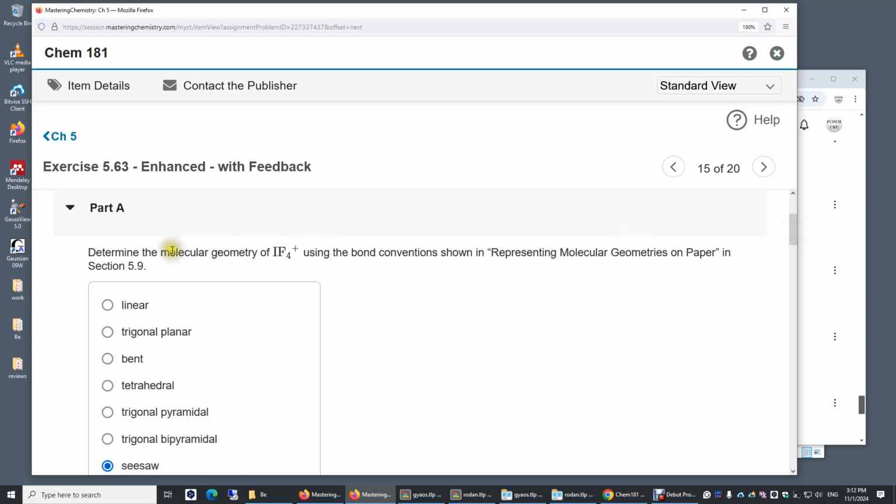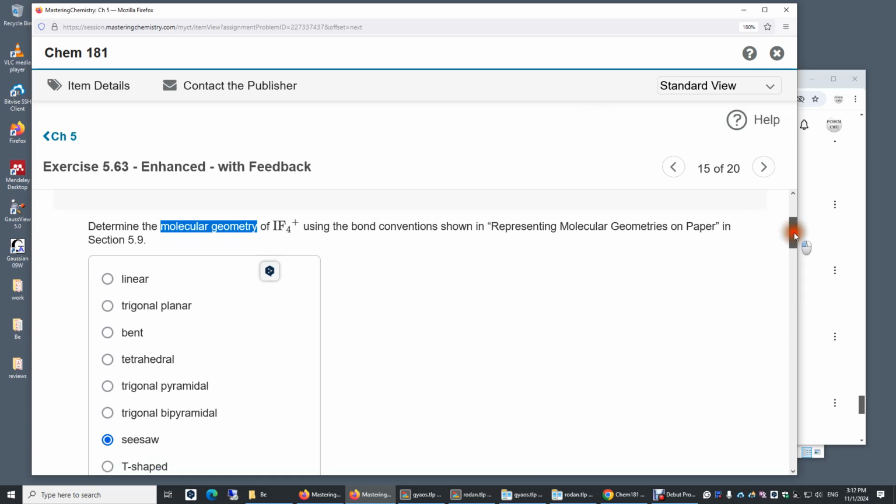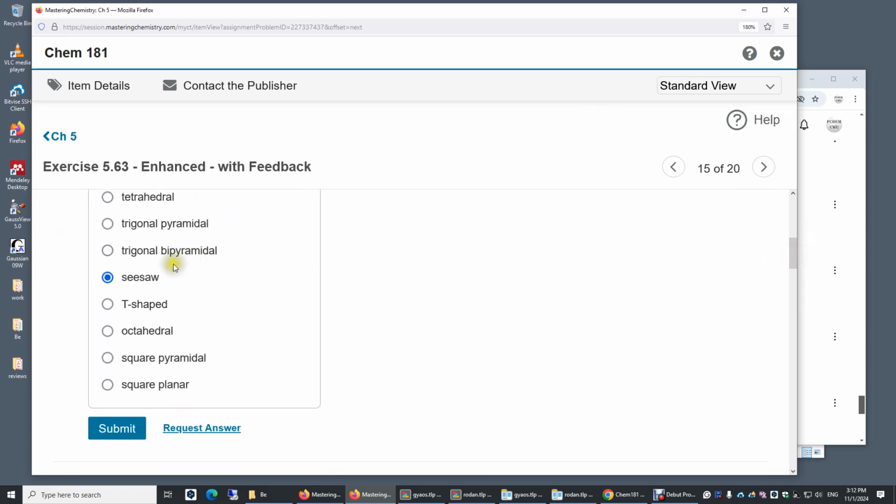However, in this question, we need to determine the molecular geometry. So among the 5 electron groups, 1 is a lone pair. If we ignore the lone pair, the molecular geometry becomes seesaw.